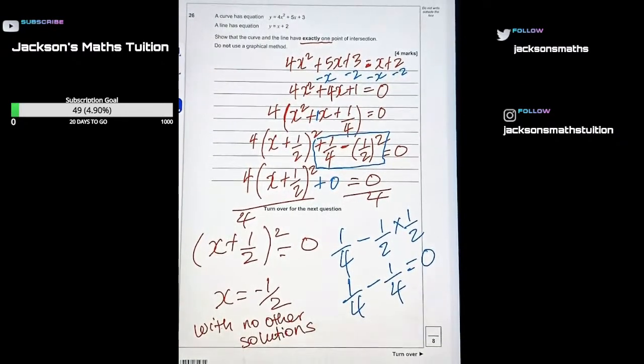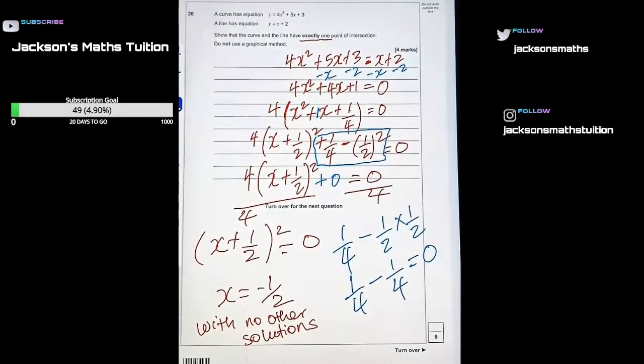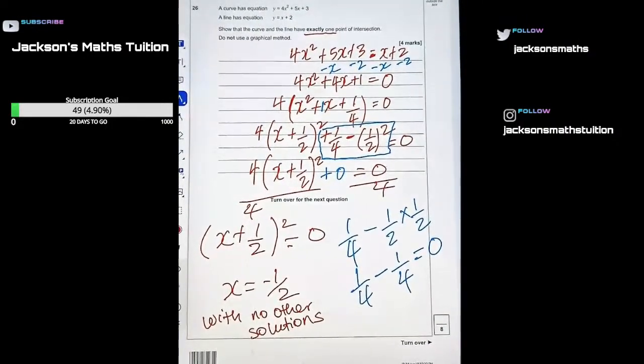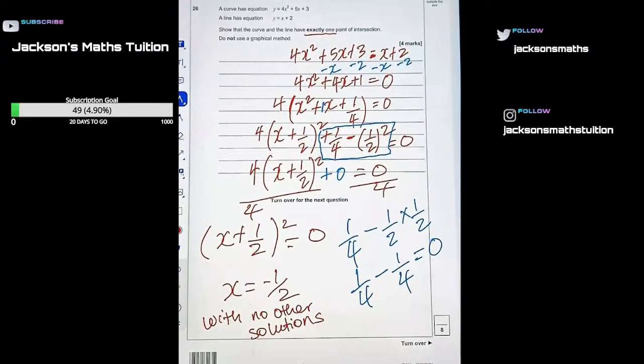Okay, so if you did the quadratic formula, you'll still get the same answer. Okay, x is negative half. If you use the double brackets, okay, you're still going to get negative half. But I chose to use the completing the square because we haven't done any question like this.